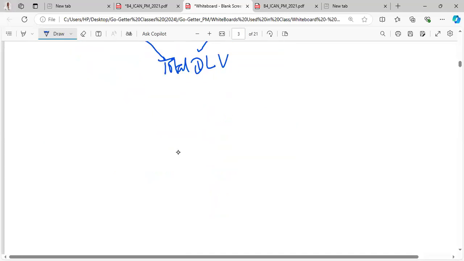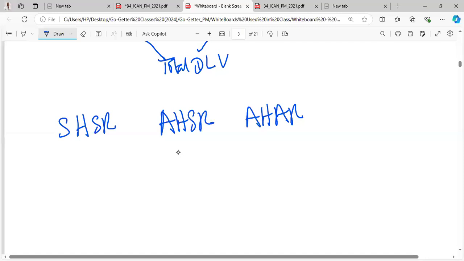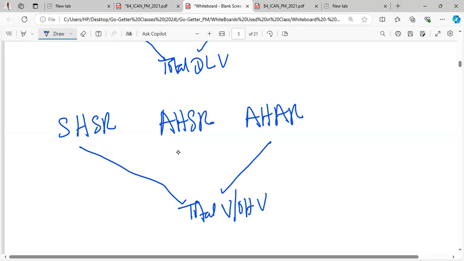Then we now have variable overhead. We're still using the same thing we use in labor: standard hours, standard rate, actual hours, actual rate. At the center, we have actual hours, standard rate. The same thing we did in labor. Now the total here is total variable overhead variance. This will still be called efficiency. Now this will change from rate to expenditure.